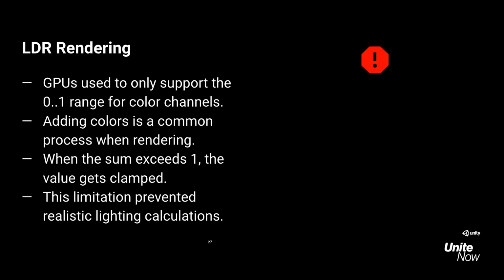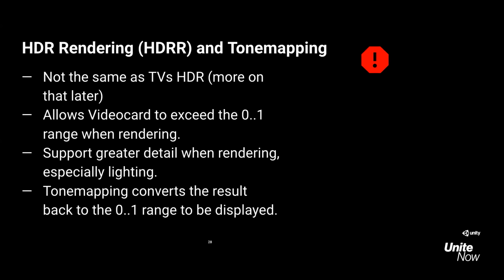That limitation prevented realistic lighting calculations. Why? Because real light doesn't have a limit. Real light can go beyond what our eyes can see, actually. So if you want real light calculations, you need to get outside that range. But because of older GPU limitations, we couldn't. But well, we adapted to that. That wasn't a big problem.